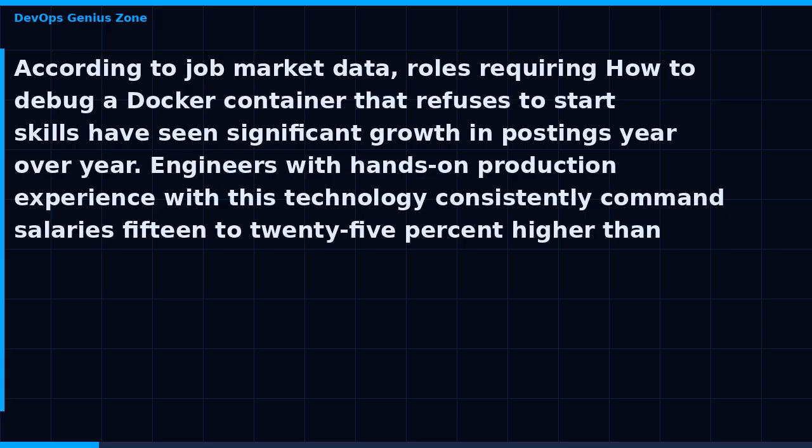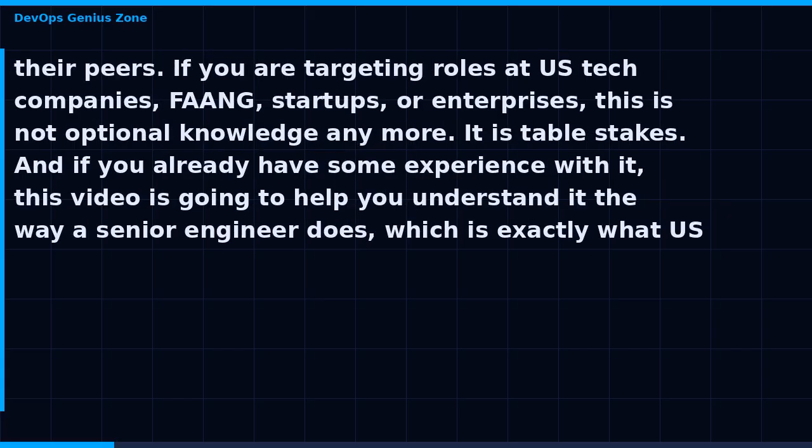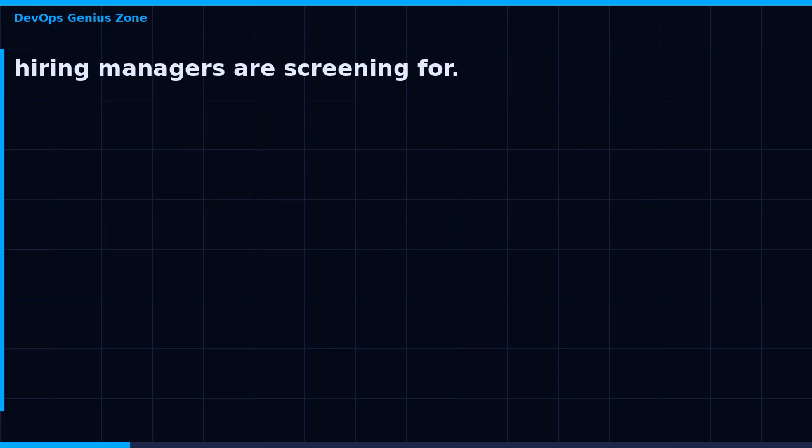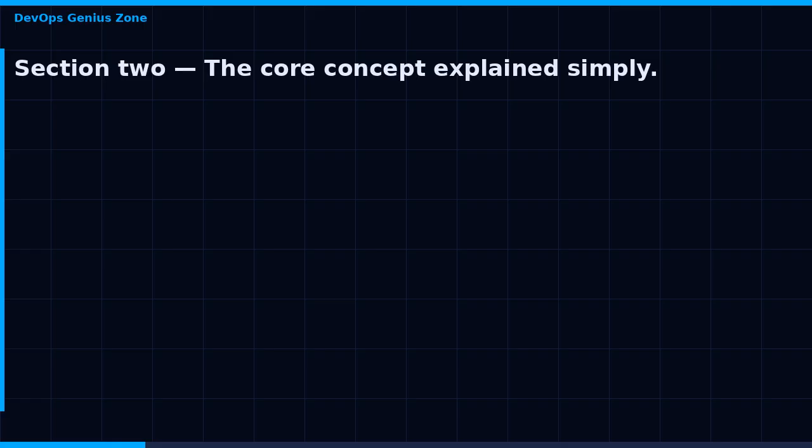Engineers with hands-on production experience with this technology consistently command salaries 15 to 25% higher than their peers. If you are targeting roles at US tech companies, FAANG, startups, or enterprises, this is not optional knowledge anymore. It is table stakes. And if you already have some experience with it, this video is going to help you understand it the way a senior engineer does, which is exactly what US hiring managers are screening for.